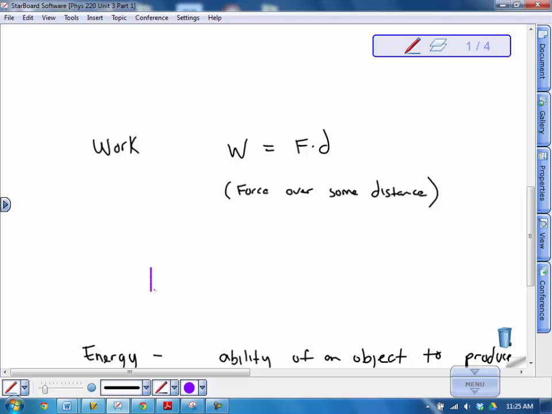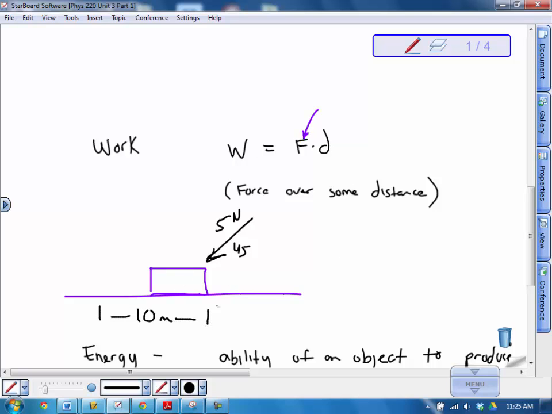Okay, the tricky part about work though is you need to understand that the work that's done is only the force that's in the direction of the displacement. So what that means is if you're pushing on something at an angle, say you're pushing on a box at a 45-degree angle, and you have a force of 5 newtons, and say you move this thing 10 meters, the work that's done is not the 5 newtons, it's not 5 times 10.